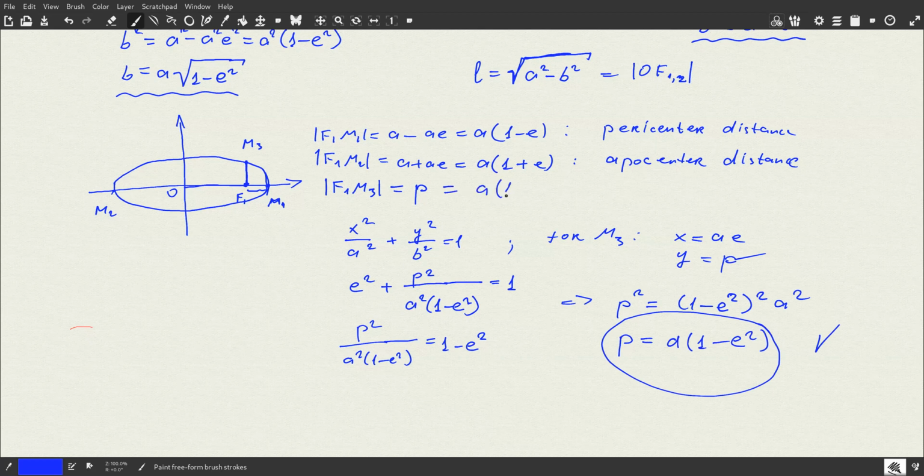Excuse me, Professor. Can you please remind why our x is equal to AE? I missed that. Why x is equal to AE? Because this is for the point M3, x is precisely OF1. And OF1, because F is a focus, is precisely the L which we have considered so far. And by definition, we introduced E such that E equals L divided by A. Have a look a little bit above.